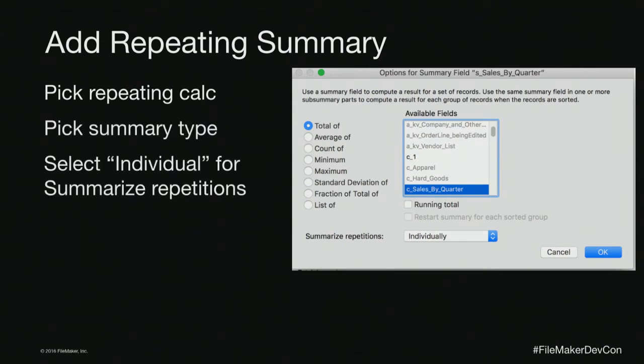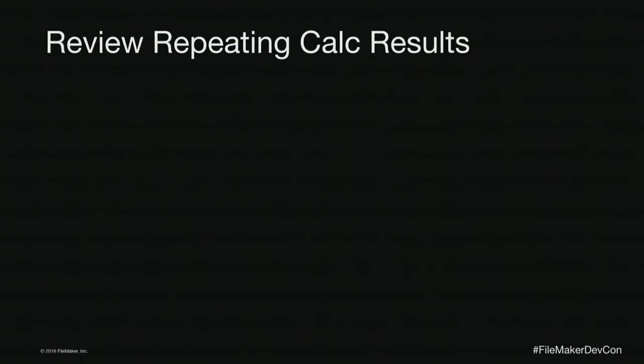The critical piece of making this turn into a repeating field is choosing, under Summarize repetitions, changing it to Individually. And what will happen here is you don't have to specify the number of repetitions. FileMaker will automatically decide how many repetitions to give the summary field based on how many repetitions the source calc has. So it will just automatically say, yes, you need 4 repeating summary fields as well. And that's really it, but we'll take a little deeper look at using it and implementing it on a layout.